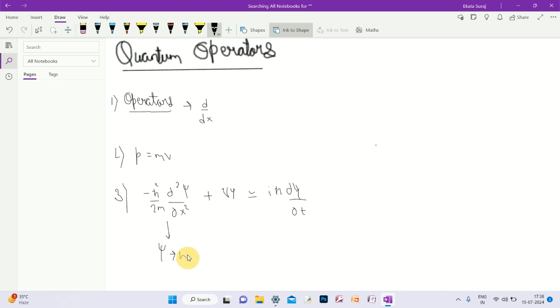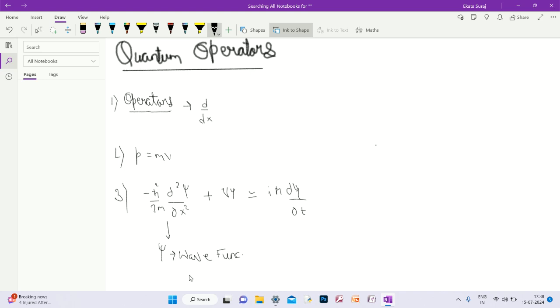Now there is an important concept emerging in quantum mechanics: this is a wave function. What exactly is the wave function? It is a mathematical entity. So we are trying to explain the wave function here. When you solve this differential equation, you will get a solution, and that particular solution is what is known as the wave function.